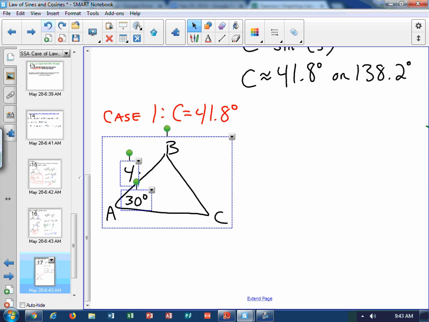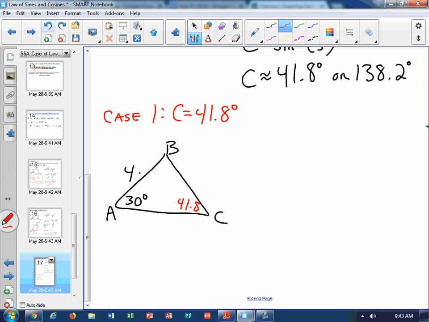Angle C is 41.8. We also know that this was 3. So to find angle B, we take 180 minus 30 minus 41.8, and angle B comes out to be about 108.2.